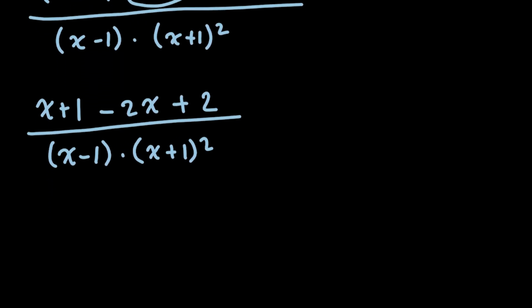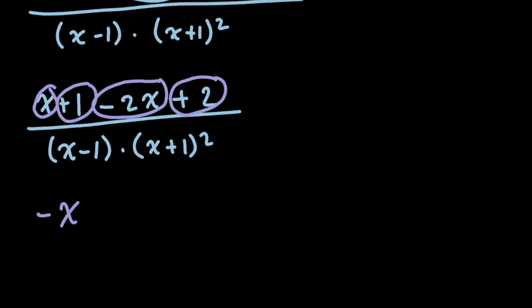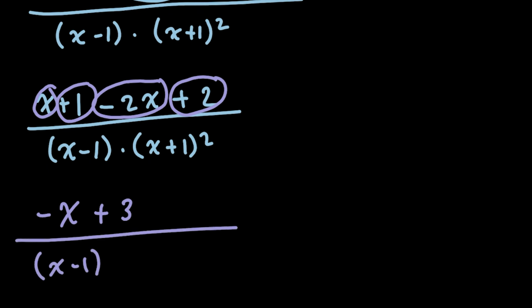So let's see what we have here. As you can notice, here we have x, here we have minus 2x, so we'll have minus x, and here we have plus 1 and here we have plus 2, so we'll have plus 3, and we'll just write the denominator as it is, x minus 1 multiplied by x plus 1 squared. And as you can notice, we cannot simplify this further, so this is the final solution.